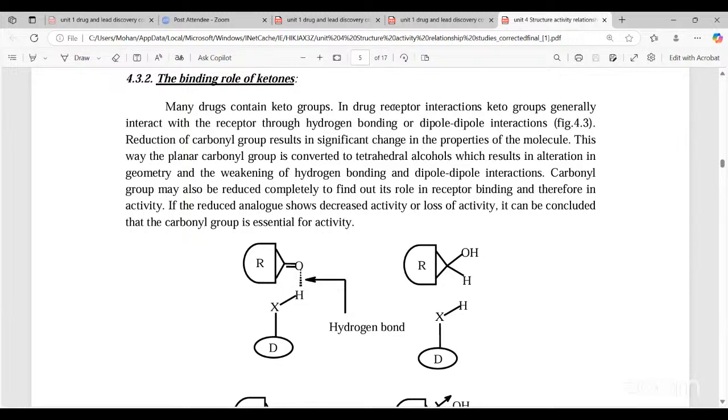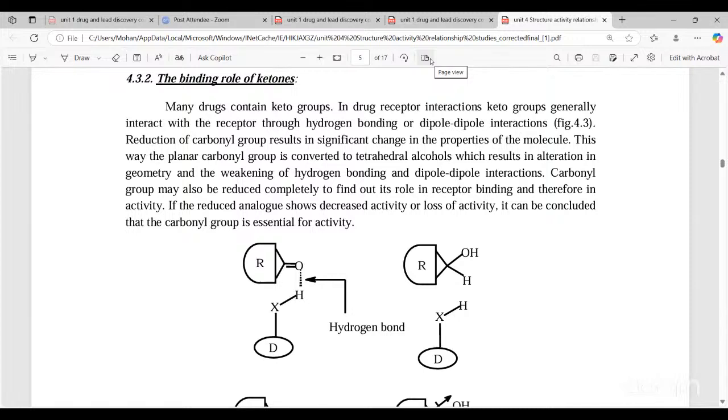so here there is a significant change in the properties of the molecule. In this way, the planar carbonyl group is converted to a tetrahedral alcohol, which results in an alteration in the geometry and the weakening of hydrogen bonding and dipole-dipole interactions.